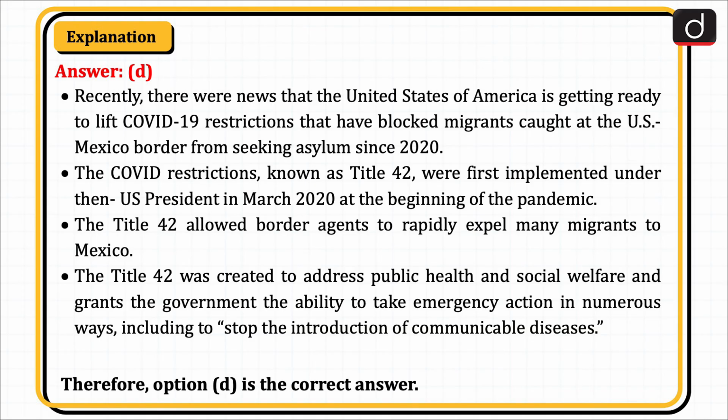Recently, there was news that the United States of America is getting ready to lift COVID-19 restrictions that have blocked migrants caught at the US-Mexico border from seeking asylum since 2020. The COVID restrictions known as Title 42 were first implemented under the then US President in March 2020 at the beginning of the pandemic. Title 42 allowed border agents to rapidly expel many migrants to Mexico. Title 42 was created to address public health and social welfare and grants the government the ability to take emergency action in numerous ways, including to stop the introduction of communicable diseases. Therefore, option D is the correct answer.